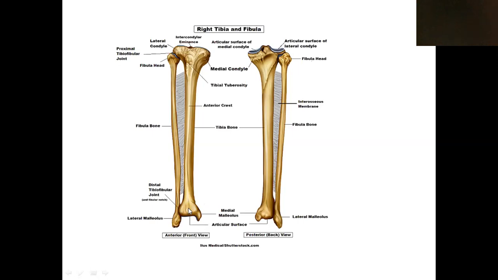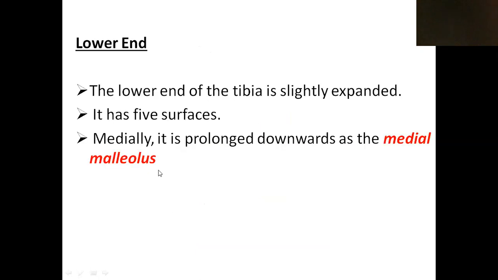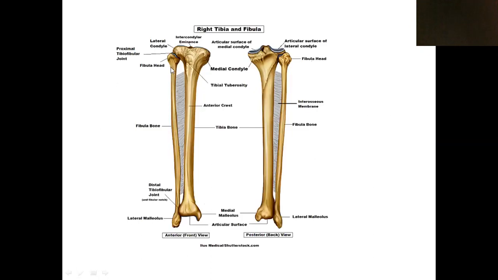What are the other surfaces? Here we can see the anterior surface, posterior surface and lateral surface, which articulate with the tibia. So anterior and posterior, medial, lateral, then inferior. Those are the other surfaces. So the most important point is the medial malleolus. So these are some of the features of this tibia.